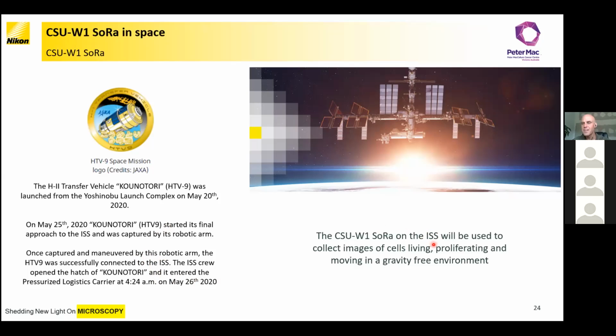And what it's doing there, which I think is really quite fantastic, is looking at how cells proliferate, how they live, how they move, and how they work in a gravity-free environment. So of course they've got a very unique laboratory there to do that sort of thing. I just thought it was pretty cool that there was a SoRa there investigating something as fundamental as that. Quite cool.